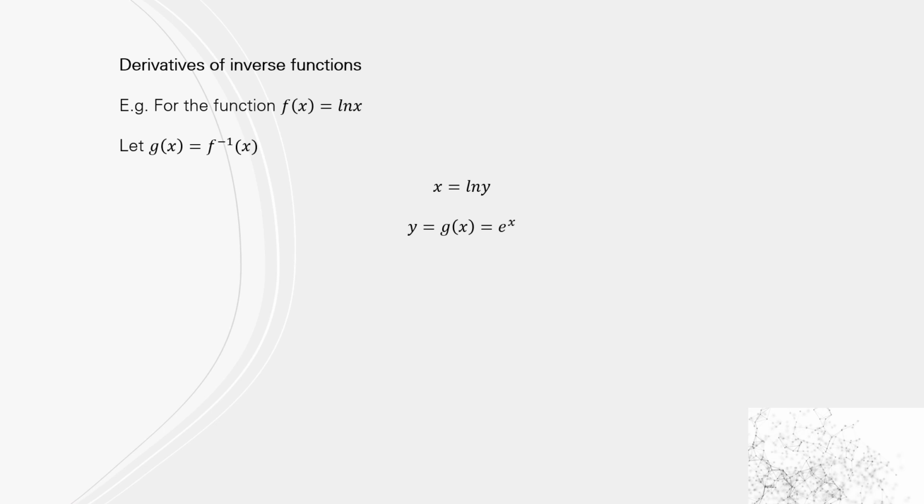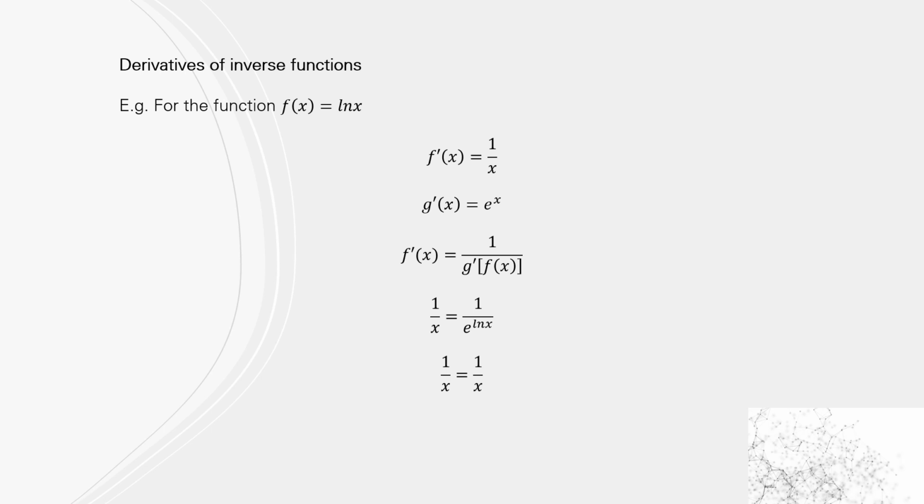So let's have a look at how it plays out, just for an example, like f(x) equals ln x. If we let g(x) be the inverse, then we switch the x's and y's, so x equals ln y. Make y the subject, so y equals e^x, which means g(x) equals e^x. So that's the inverse of ln. The derivative of ln x is 1 over x, and the derivative of e^x is e^x, f'(x) and g'(x).